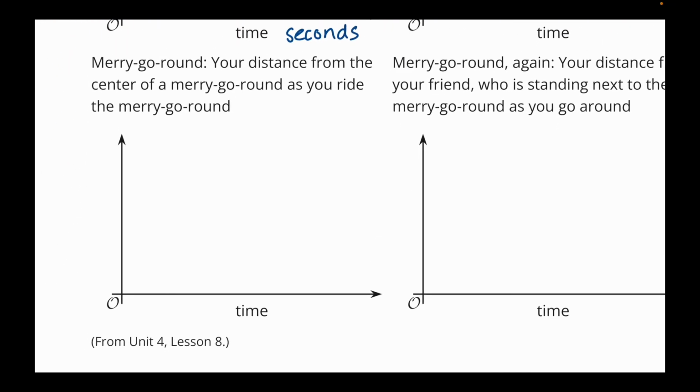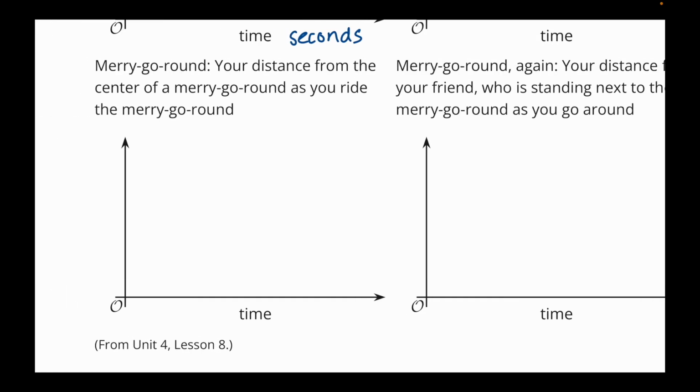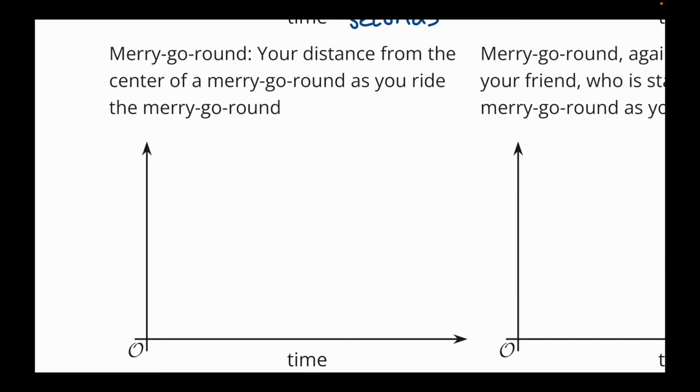Okay, for the merry-go-round, we have actually 2 instances of merry-go-round, but we're just going to look at the first one. It is your distance from the center of a merry-go-round as you ride the merry-go-round. Well, a merry-go-round stays in place and it spins around its center, and generally you don't move from the center of it. So I would say that this graph is probably just going to be a flat line for the entire time that you are riding it. So it did describe to me that it's as you ride. It's not like it involves walking up to it or anything like that. So we can actually just use a flat line for our whole graph.